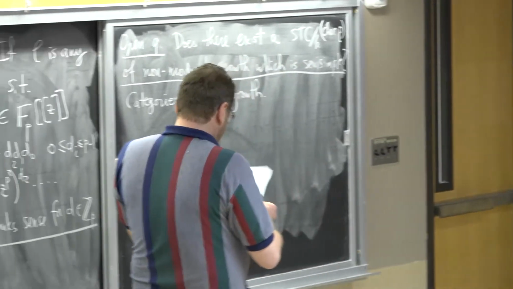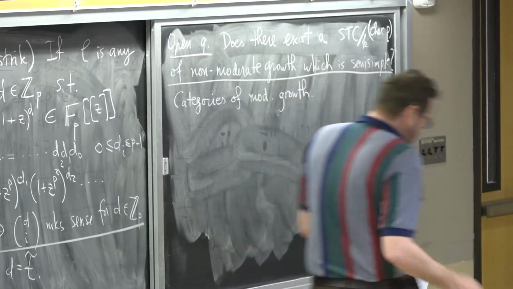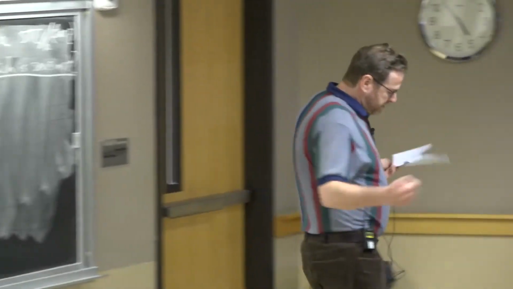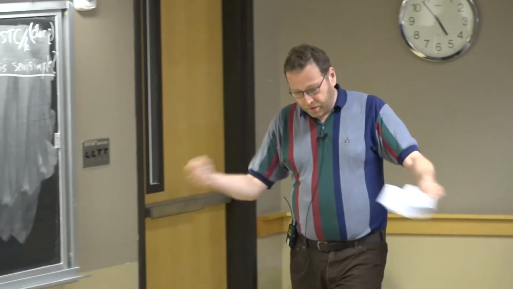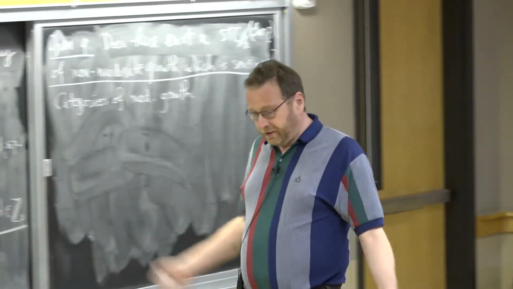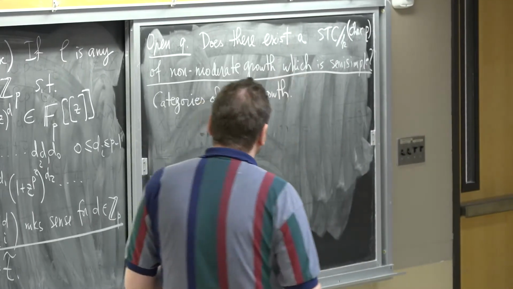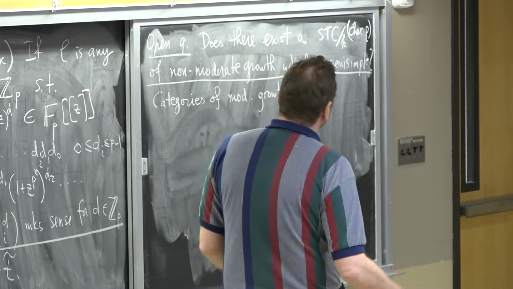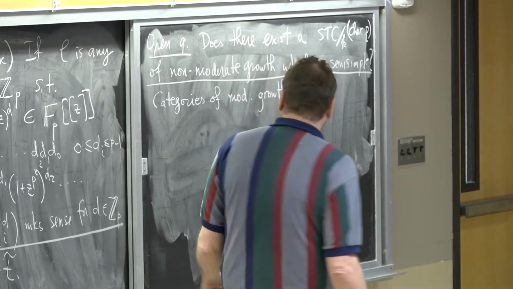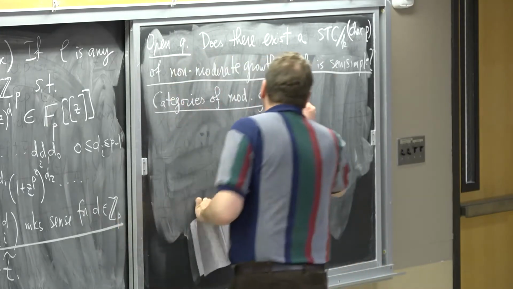So categories of moderate growth. We discussed that in characteristic 0, categories of moderate growth are all that we know very well, representations of supergroups. But in characteristic P, there are some counterexamples. So the question is, what do all the categories look like in that case? So let me remind what we did.